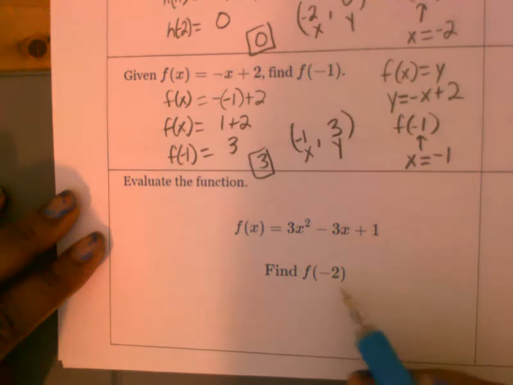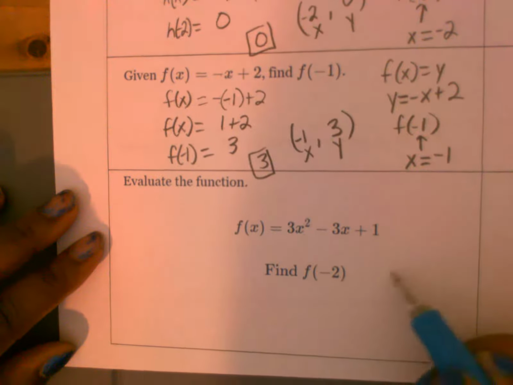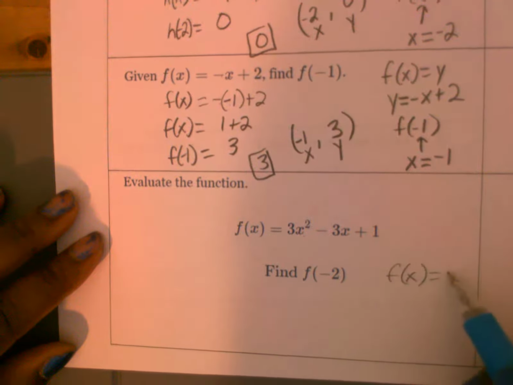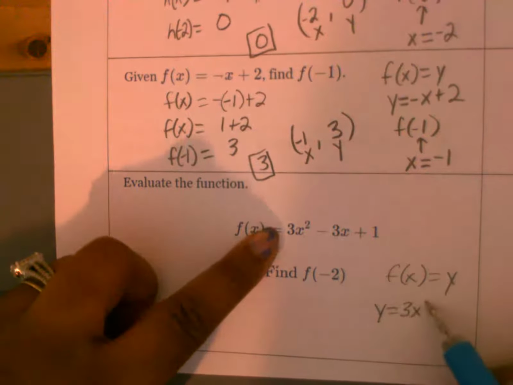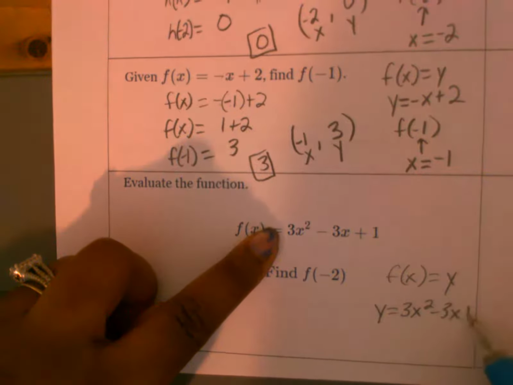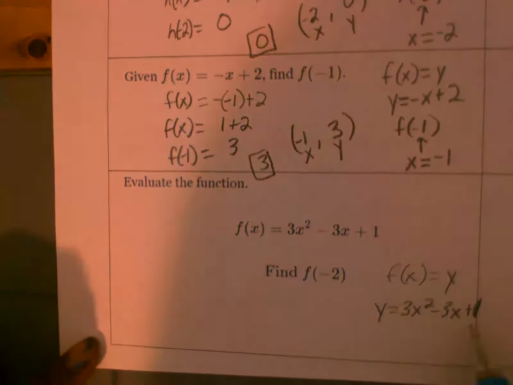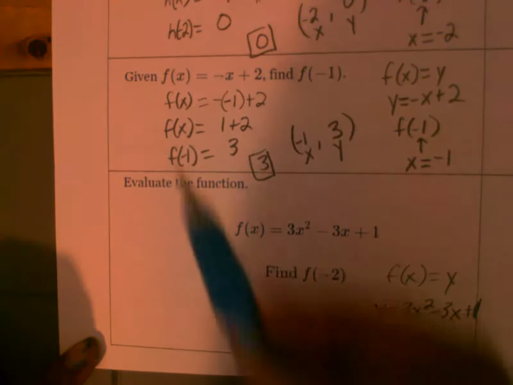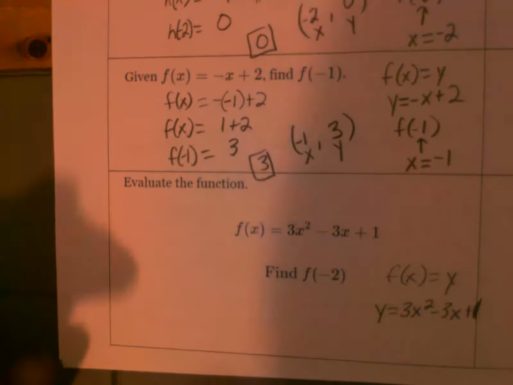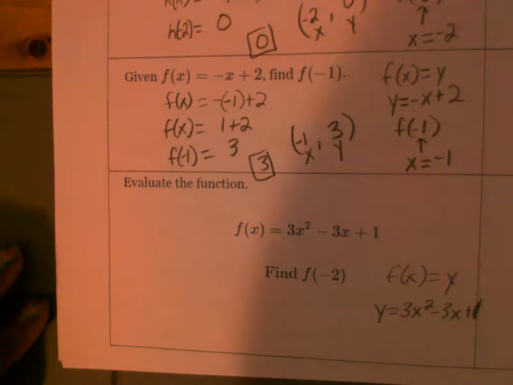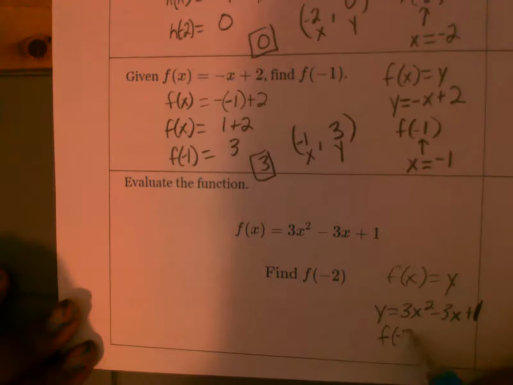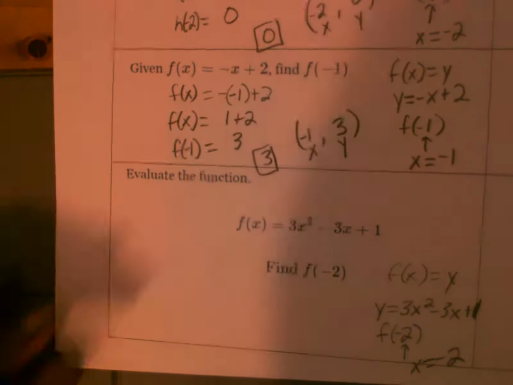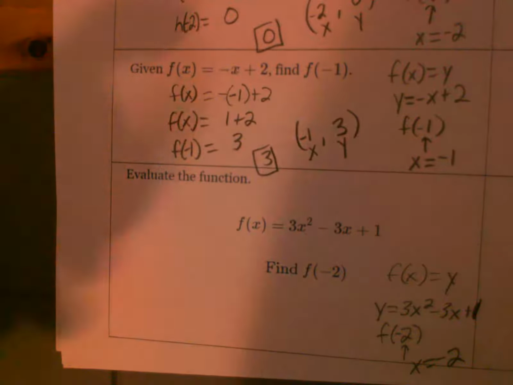So again here, I'm going to substitute. Remember that f of x is the same as saying y. So I could write this equation as y is equal to 3x squared minus 3x plus 1. This is another way to write it. This is written in function notation like the other ones because you have f of x, okay? All right, so in order to solve this problem, your f of -2 is the same as saying that x is equal to -2. So to find y, plug in the -2.